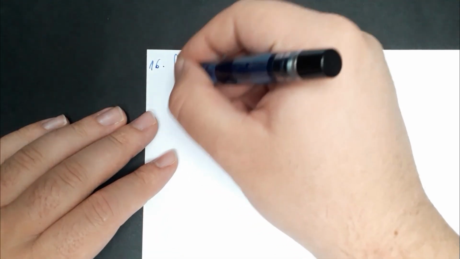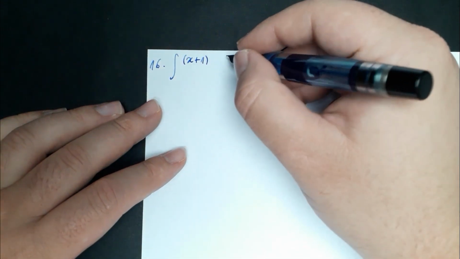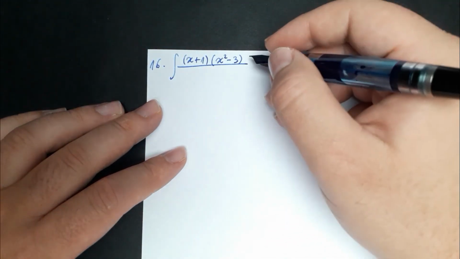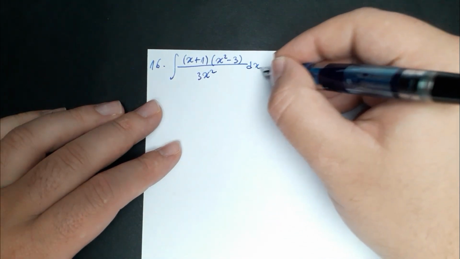Number 16 on our list is the integral of x plus 1 in parentheses times x squared minus 3 divided by 3x squared dx.